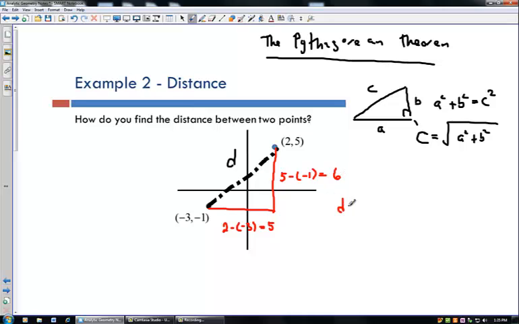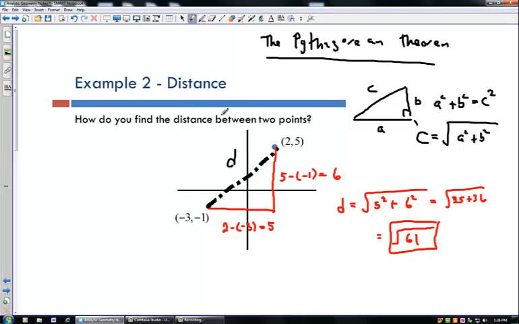And it turns out then D is going to equal the square root of this side squared, so 5 squared, plus this side squared, so plus 6 squared, which equals the square root of 25 plus 36, which equals the square root of what, 64? No, not 64, 50 plus 11, 61. And so that's my answer for D, that's the distance.